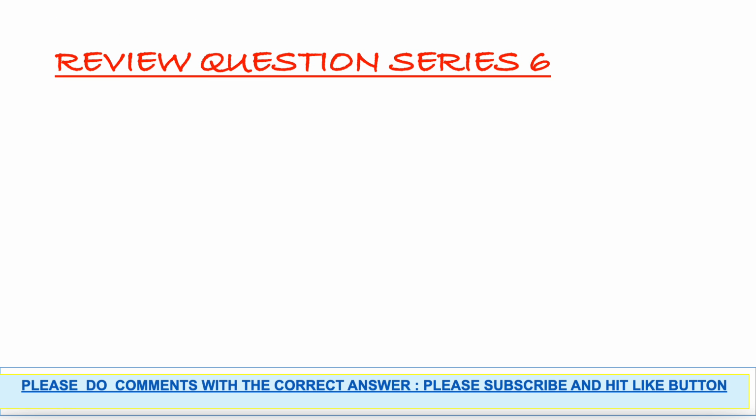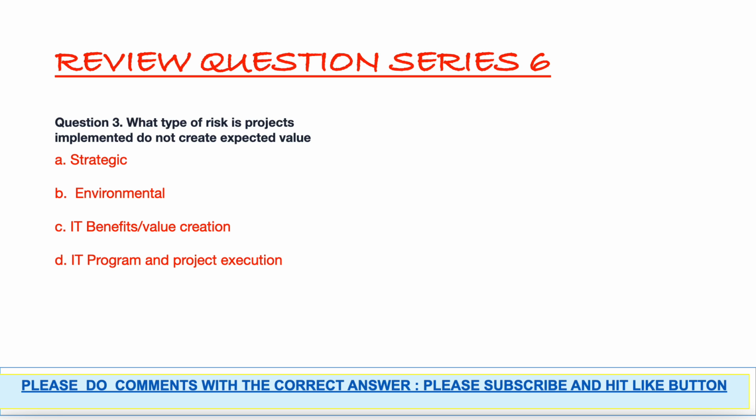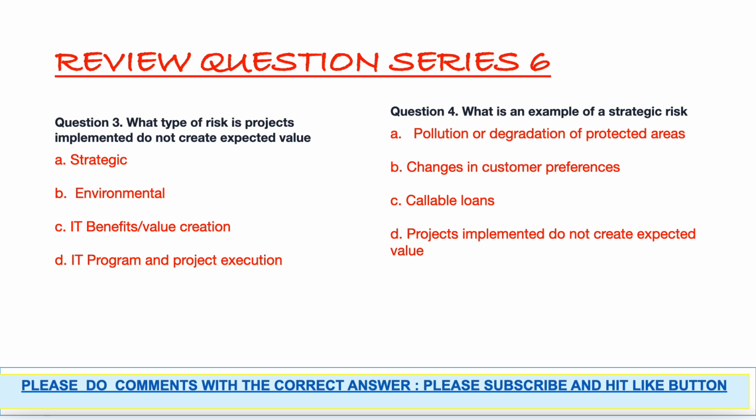Moving further ahead in the question answer series, the third question: what type of risk is projects implemented that do not create the expected value? First, strategic; second, environmental; third, IT benefit and value creation; and at last, IT program and project execution. Next question. What is an example of strategic risk? Pollution or degradation of protected areas, changes in the customer preferences, callable loans, projects implemented do not create the expected value.